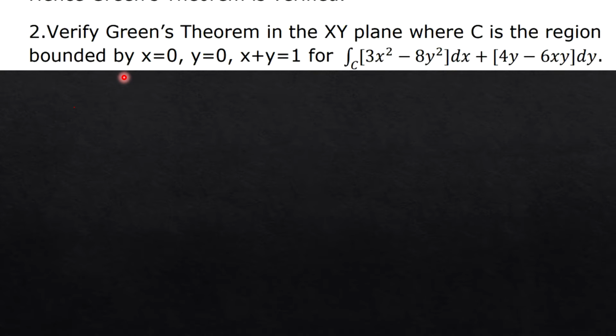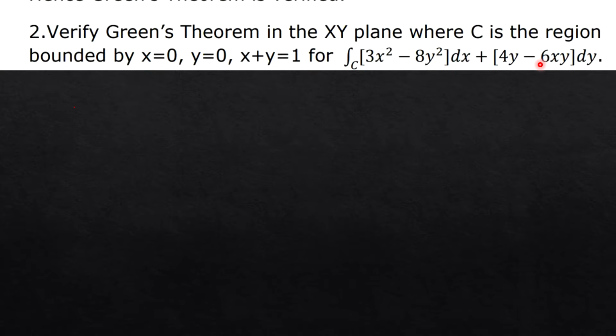So let me start with another Green's theorem problem. Let me read the question first. Verify Green's theorem in the xy plane where C is the region bounded by x equal to 0, y equal to 0 and x plus y equal to 1 for the integral of (3x² minus 8y²) dx plus (4y minus 6xy) dy.